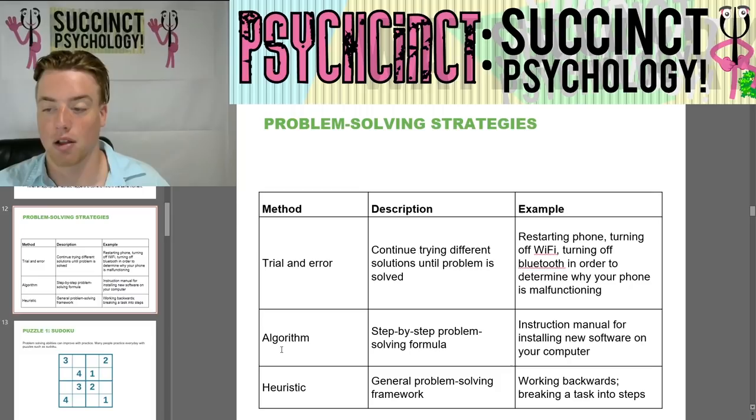Now, an algorithm is a step-by-step problem-solving formula, so you use it for an instruction manual for installing new software on your computer. And then finally, heuristic, it's just a general problem-solving framework. So examples of working backwards, you know, breaking a task into steps rather than tackling the whole thing at once.